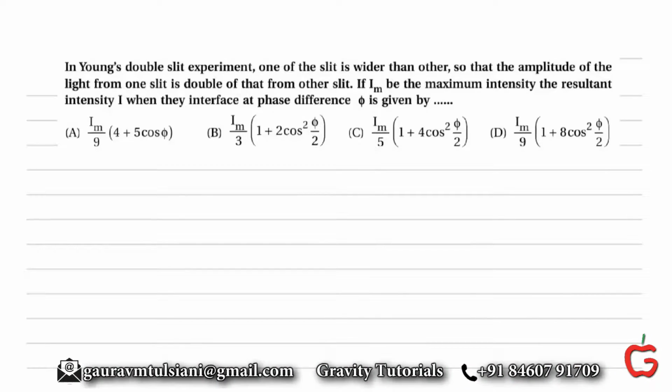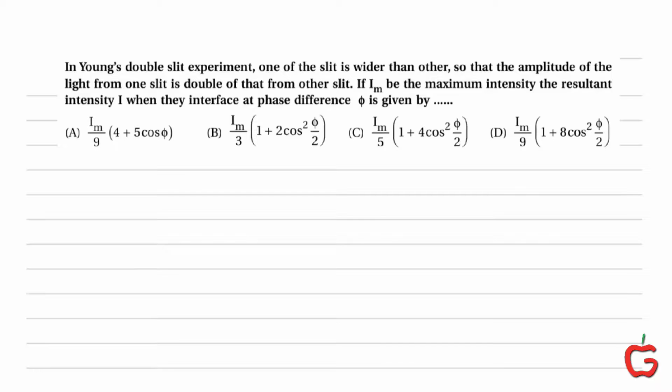In a Young's double slit experiment, one of the slits is wider than the other. So the amplitude of the light from one slit is double that from the other slit. So we have two slits here. One slit is wider than the other.